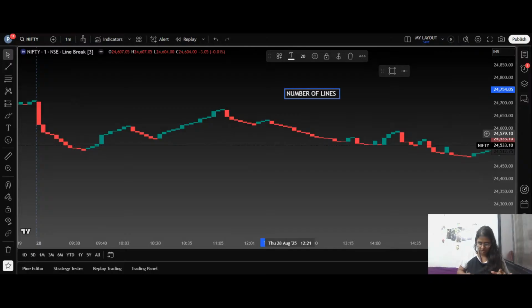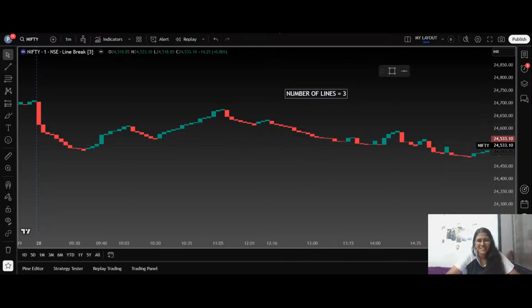Suppose I choose here number of lines equal to 3. And this is also the default setting of this. So suppose I choose here, you have to choose a number of lines. A new line is drawn only when the price closes above or below the previous lines.